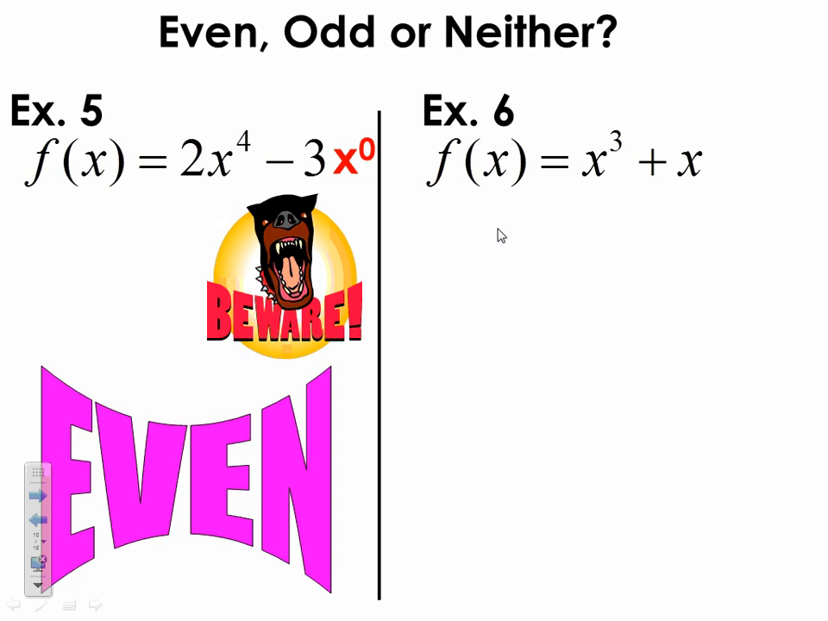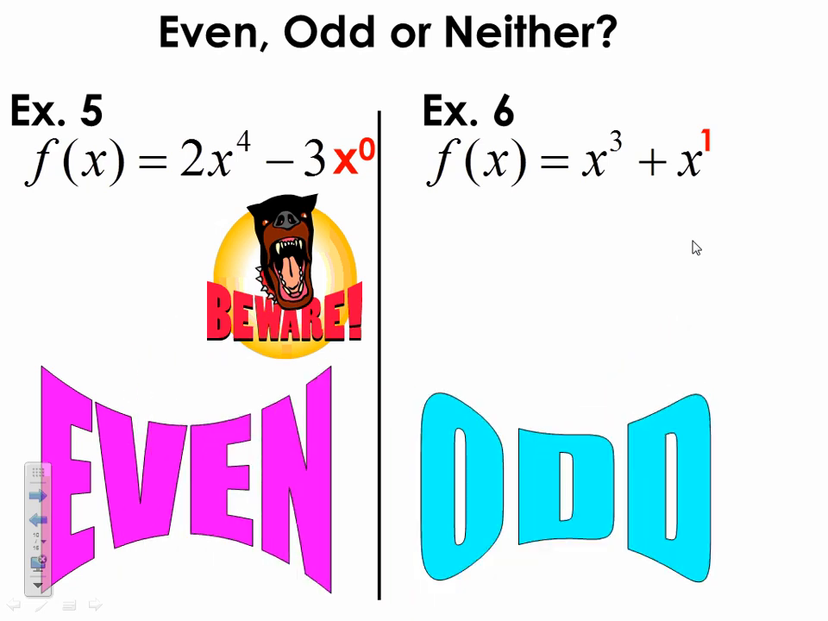Let's look at example 6. Looking over here, I've got x to the 3, and then I've got just plain old x. Well, that exponent, if there's nothing there, isn't it understood to be 1? So then I just look at my numbers. I've got x3 and x1. Well, 3 and 1 are both what kind of numbers? They're both odd. So that means this must be an odd function.